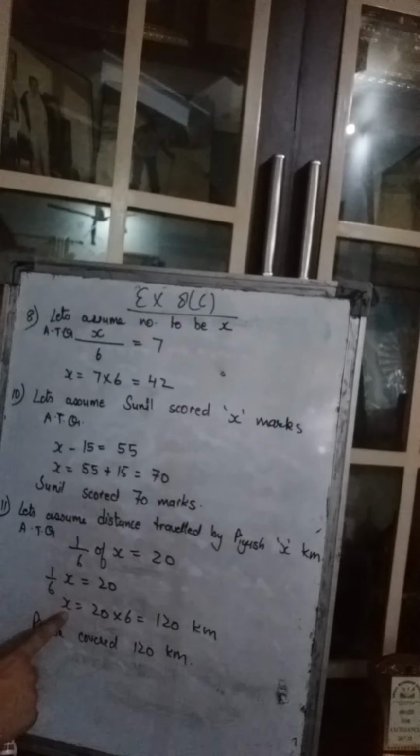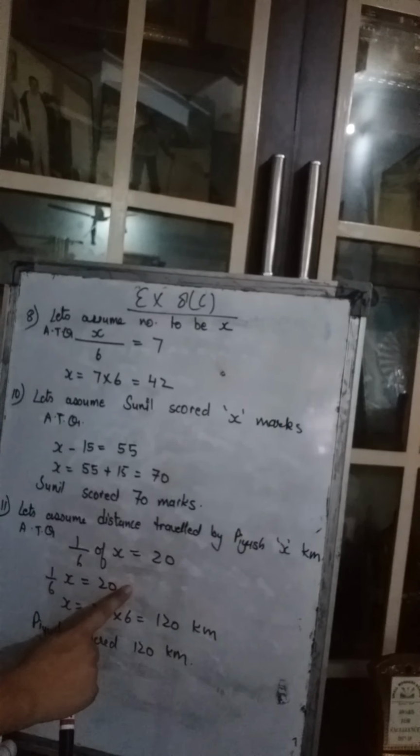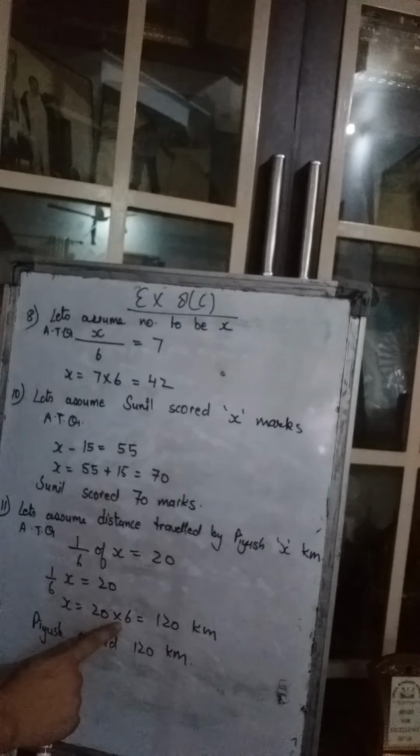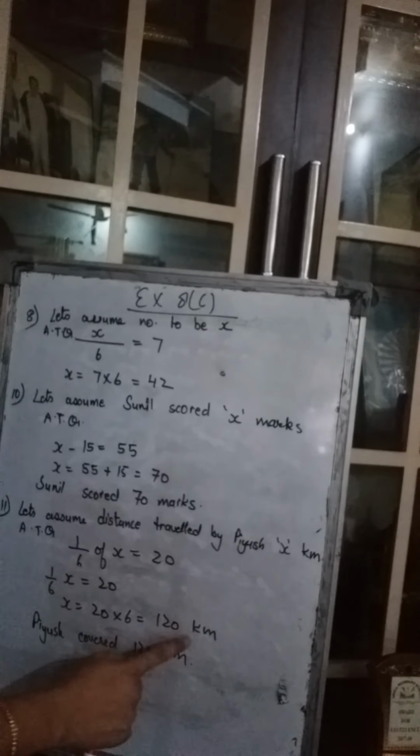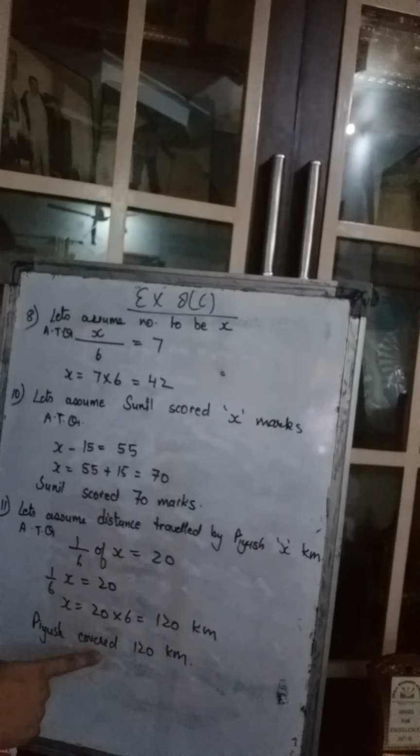Right? So x is equal to, write 20 here. 6 is getting divided here. This is multiplied. But multiplication is 1x. 1 is getting multiplied and 6 is getting divided. So here 6 is getting divided, here it will get multiplied. So here 20 into 6 is equal to 120 km. So Piyush covered how many? 120 km.